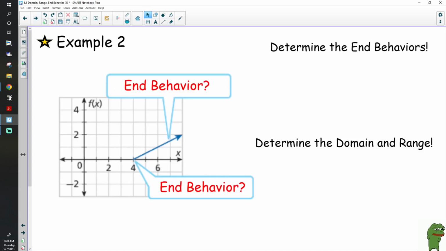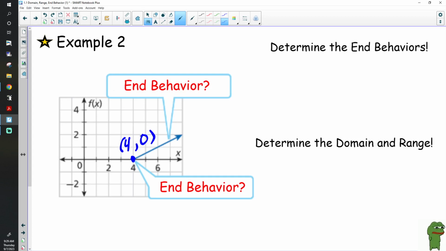Example 2. Now I try to be sneaky and tricky here. Okay, I'm going to put a little point here. What point is this? The point is 4 over, and then I don't go up or down, so 0. 4, 0. Okay, that's important because we're about to talk about the end behavior. Now, this is different because we never described an end behavior that's a point. We've always done it where it's going somewhere forever.